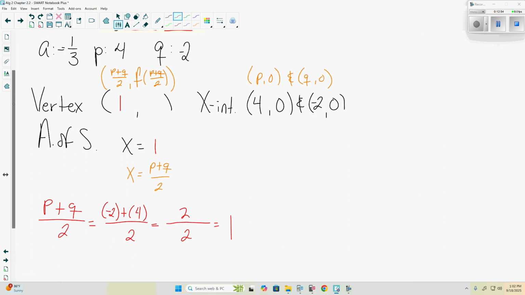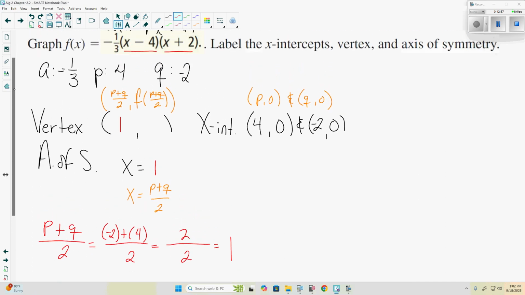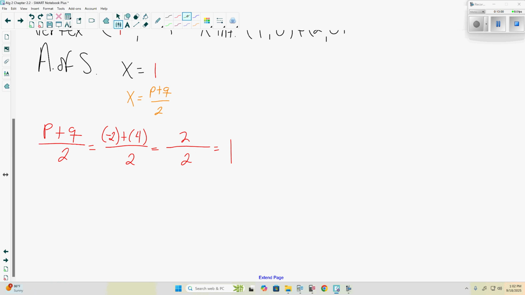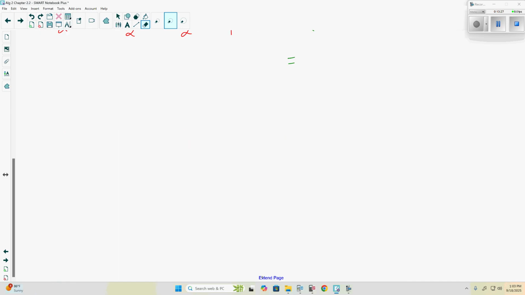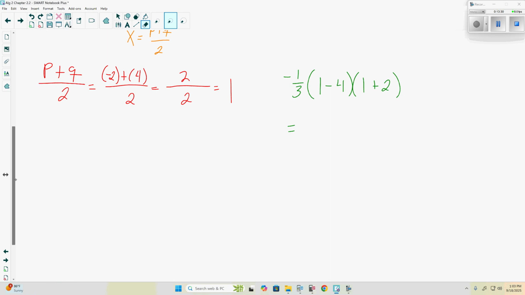Now the last thing we have to do is plug it in, yes? So we have negative 1/3 times 1 plus 4, not 1 plus 4, what am I thinking? 1 minus 4, times 1 plus 2, yes? This is actually kind of nice. Looking at it, you'd probably disagree because you're seeing a 1/3 multiplication, yes? Well, what's 1 minus 4? And 1 plus 2.